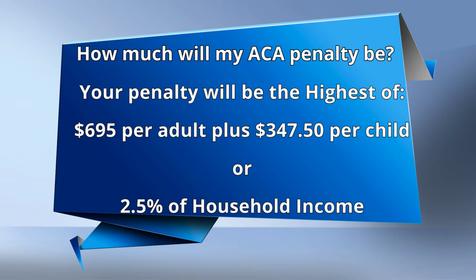Now, that first calculation, again, is relatively easy. It's $695 per person. So if you're a single taxpayer, that's your calculation. The first penalty is $695. If you're a married couple, there are two of you, that's $695 each, or $1,390. If you have two kids, that's another $347.50 per kid, which totals $2,085. Now, if you have more than two kids, they still limit it at two. So the maximum penalty for this part of the calculation would be $2,085.